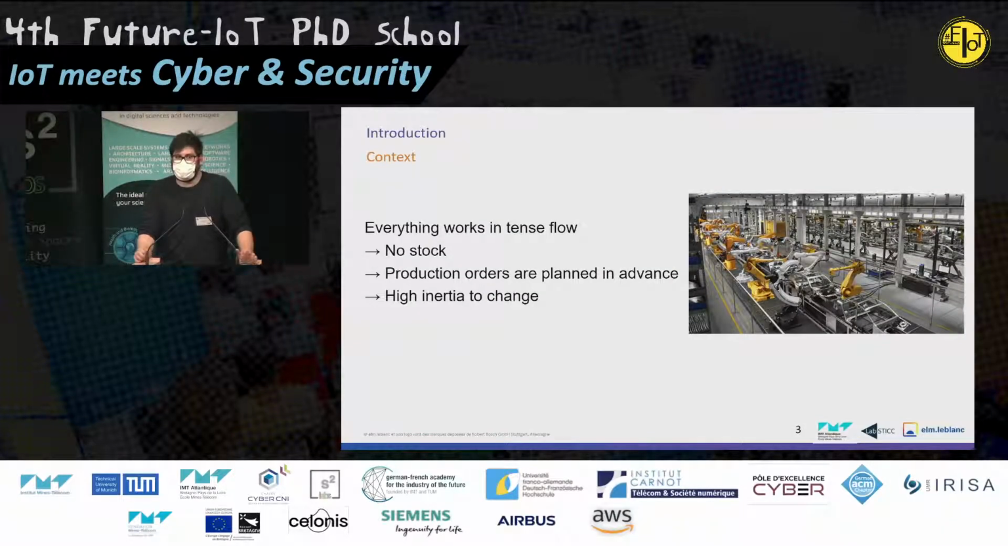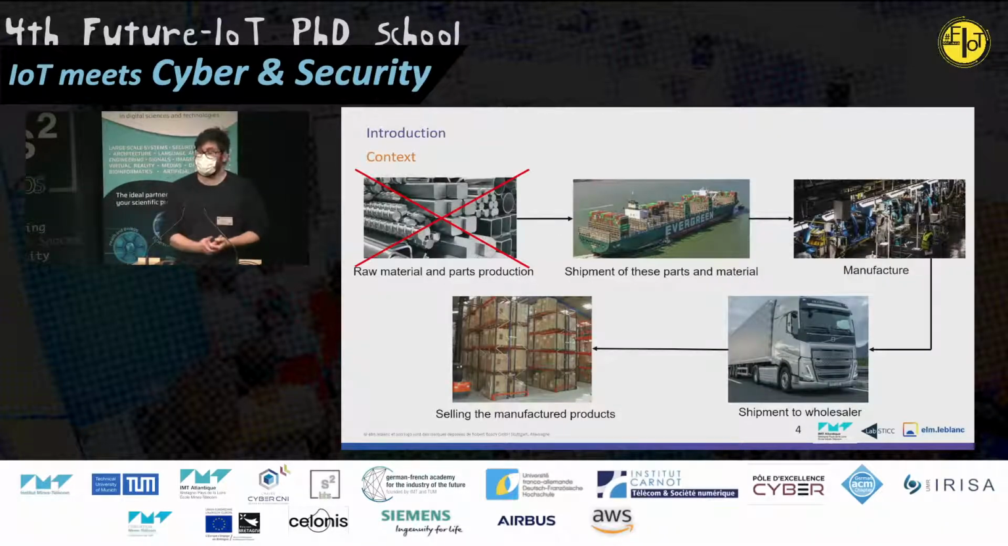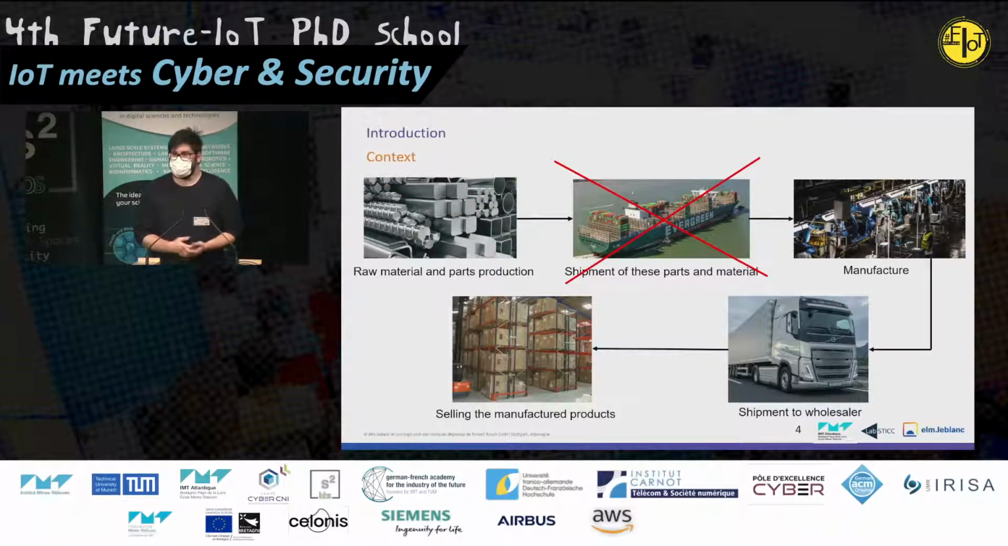So right now, everything in the industry works in tense flow, so they tend to not have stock because it's expensive to maintain. The production orders are planned in advance, so usually we have a big order of products planned months in advance, and there's a high inertia to change, so it's very hard to induce change in the factory. And so what happens when we have a raw material shortage or a problem with the shipment? The problem is everything stops and we cannot manufacture anything.